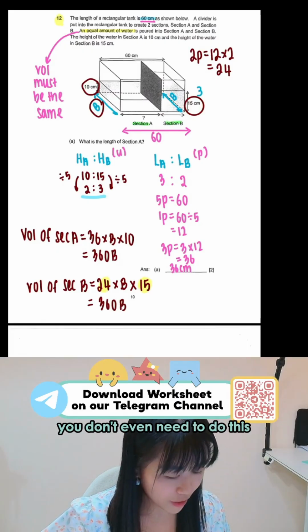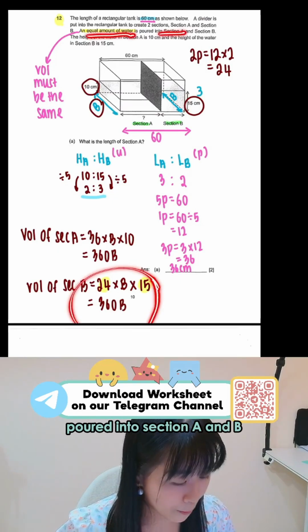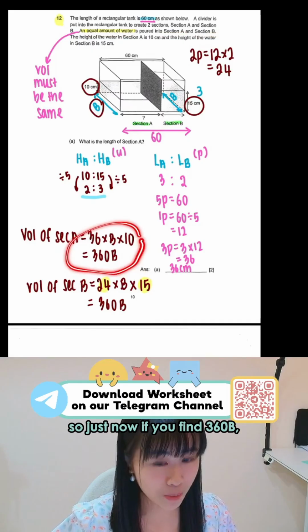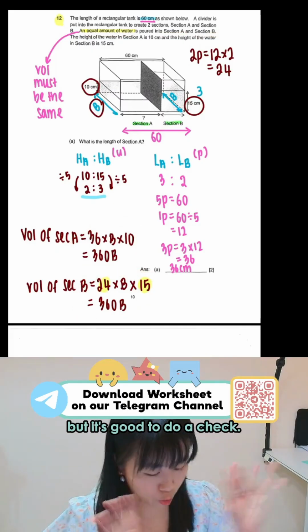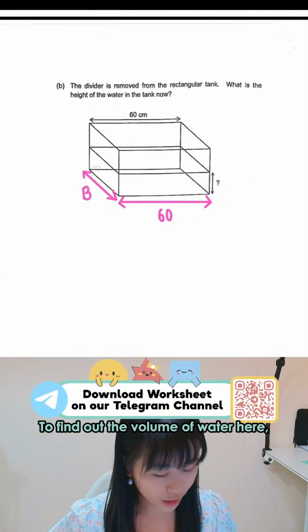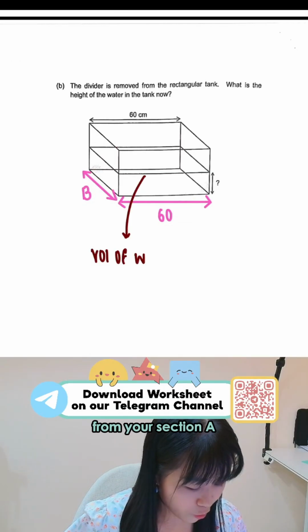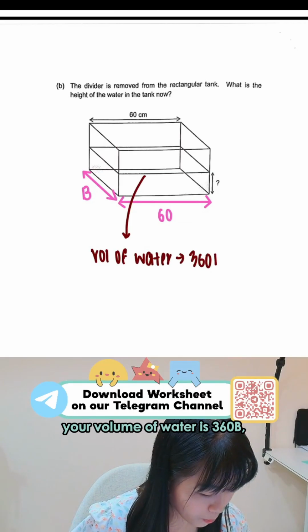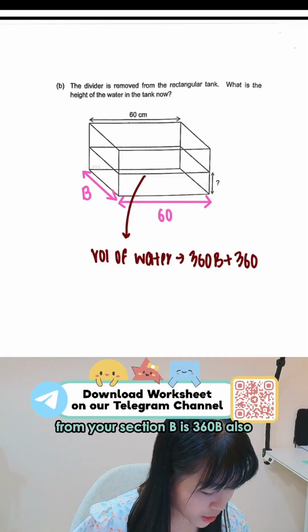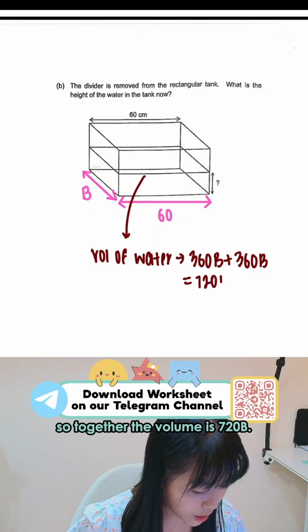In fact, if you want to make your life easier, you don't even need to do this because they already tell you equal amount of water is poured into section A and B. So just now you found 360B. Actually, naturally, you know this one is 360B also. But it's good to do a check. To find out the volume of water inside here, from your section A, your volume of water is 360B. From your section B is 360B also. So together the volume is 720B.